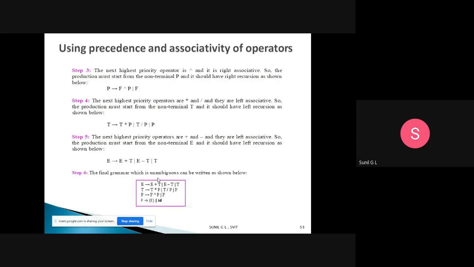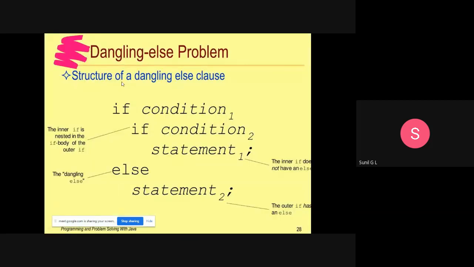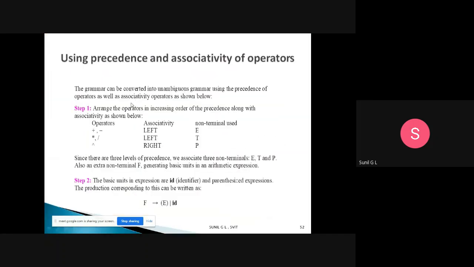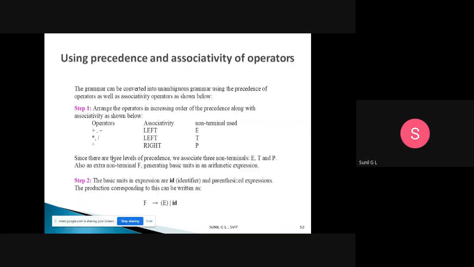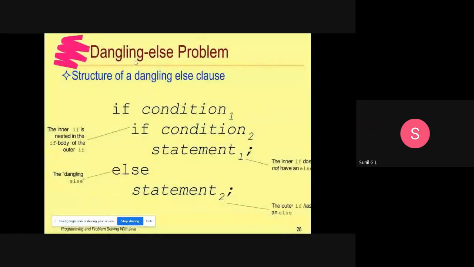Next, the second one is the dangling else problem. This second one is a disambiguation rule. For that, first you need to understand what we mean by the dangling else problem. So one problem is associativity and precedence, another one is the dangling else problem. What do you mean by dangling else problem? If you understand this one, you can easily write the grammar for that.